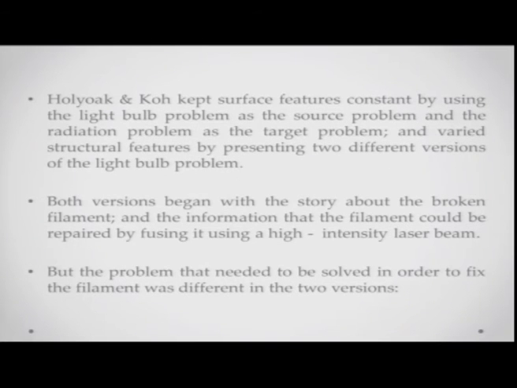So, Holyoak and colleagues kept the surface features constant by now using the light bulb problem as the source problem and the radiation problem as the target problem. And they tried to vary the structural features by presenting two different versions of the light bulb problem. Both versions began with the story about the broken filament, and the information that the filament could be fused using a high intensity laser beam was given. But the problem that needed to be solved in order to fix the filament was different in the two versions.